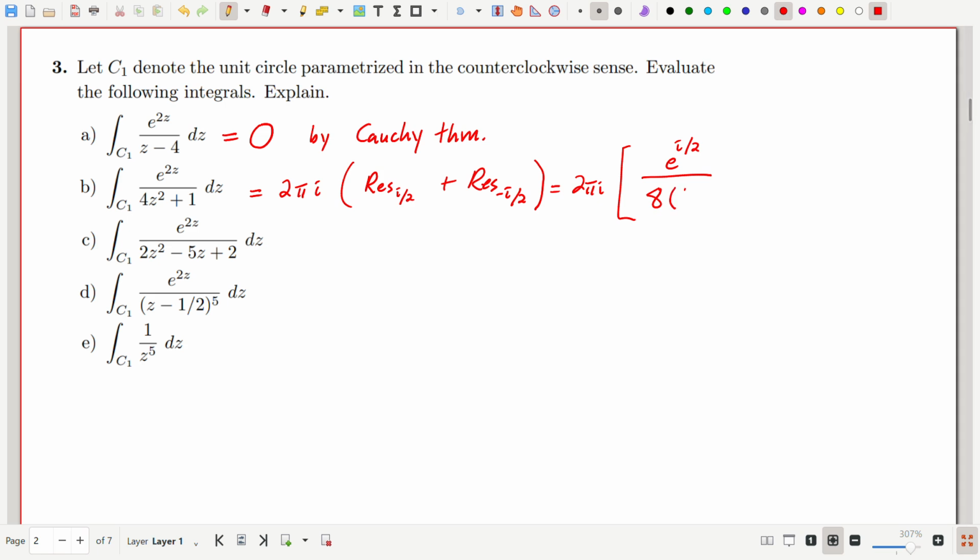Would it just be e to the i? Oh, you're right. It's a 2 times that. It's e to the 2 times that. And the other one would be e to the 2 times minus i over 2. And then we get 8 times minus i over 2.